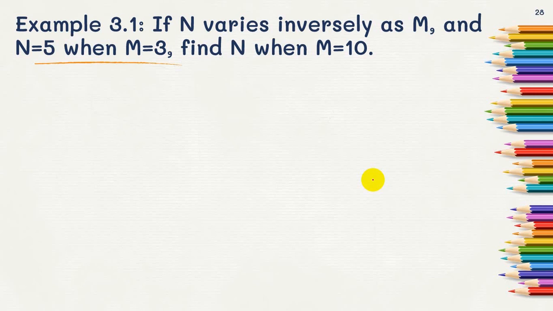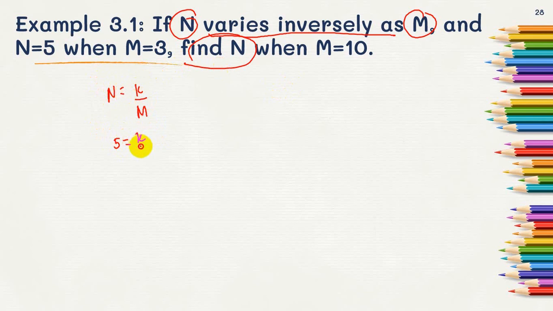Example 3.1. If n varies inversely as m and n is equal to 5 when m is equal to 3, find n when m is equal to 10. So the unknown value here is n, and we have n and m as our variables. This is inverse variation because of the statement varies inversely as. So the first thing to do is to write our variation equation, which is n equals k over m. Then construct the first equation, 5 equals k over 3. Then the other one, where n is unknown, n equals k over 10.